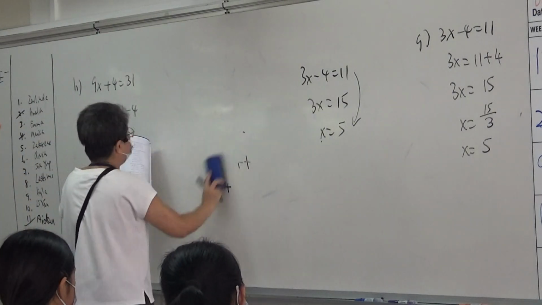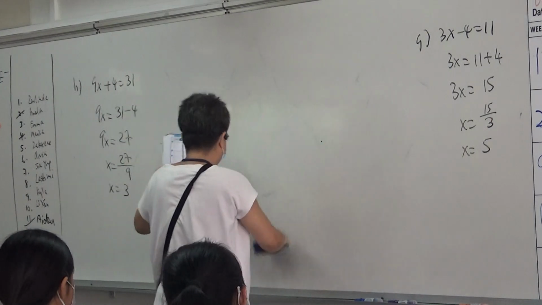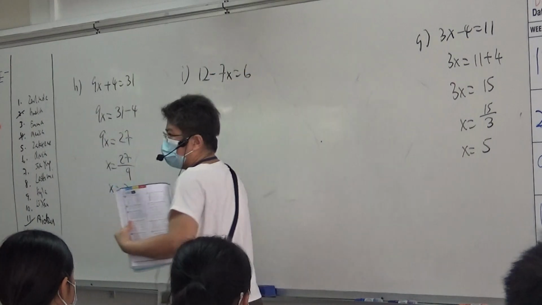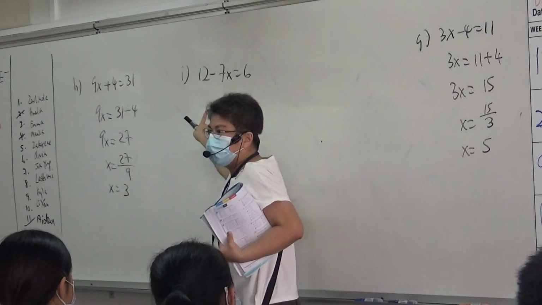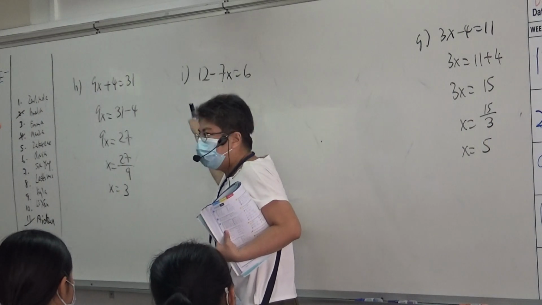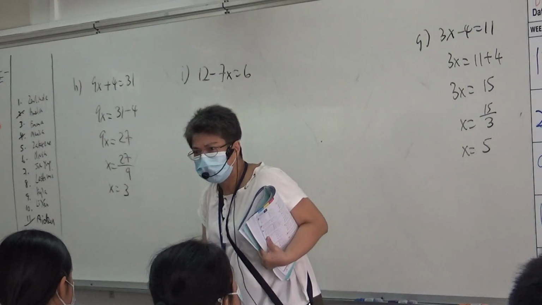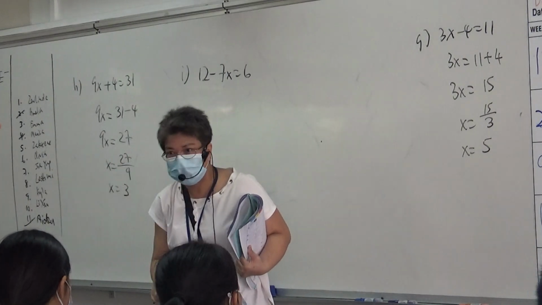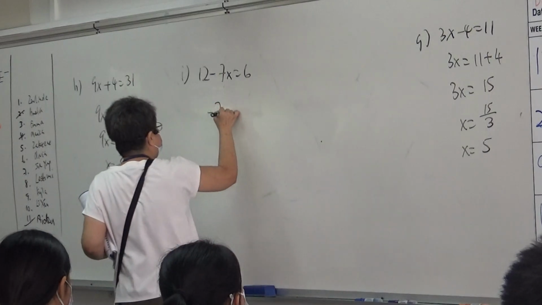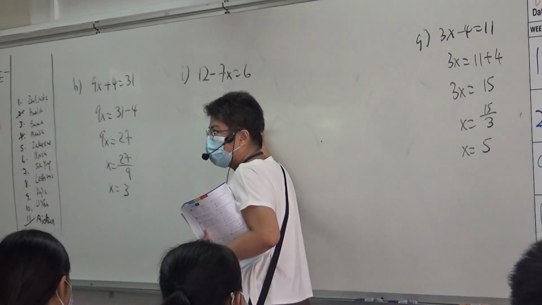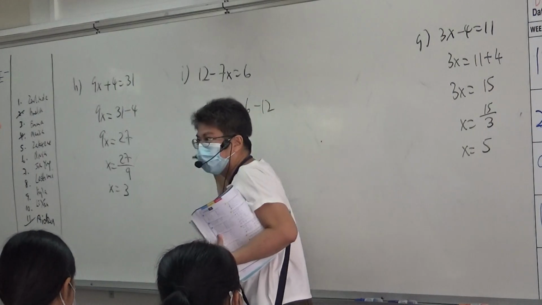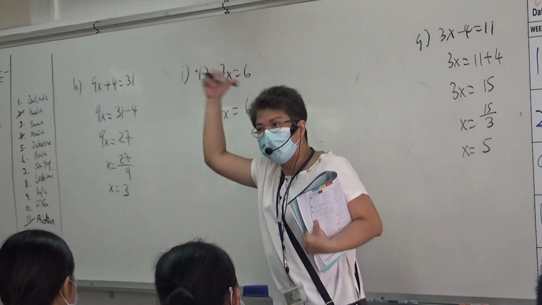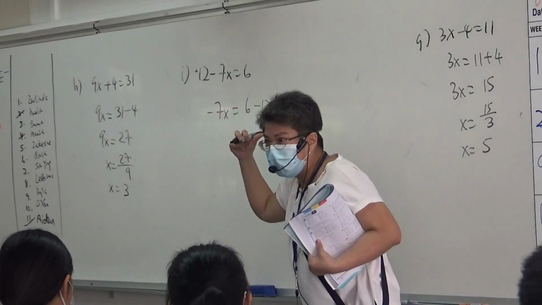Okay, next question, part I. Part I and part J, I want you to pay attention because students will get confused. 12 minus 7x equals to 6. Okay, go first, all up. What stays here? Is it 7x or negative 7x? Negative 7x, right? I told you the sign in front of the term belongs to the term, correct? So this is negative 7x equals to 6 minus 12. Minus 12, right? Now why minus 12? Because there's an invisible plus here. So when I bring over it becomes negative. Is that clear to everyone?